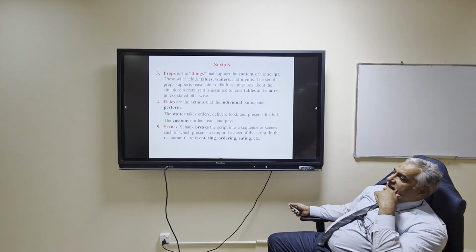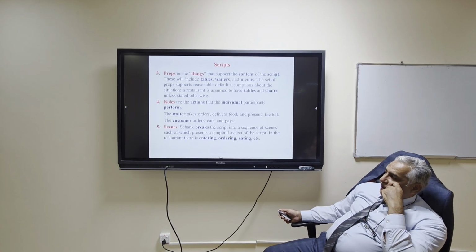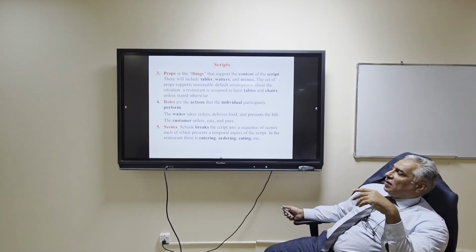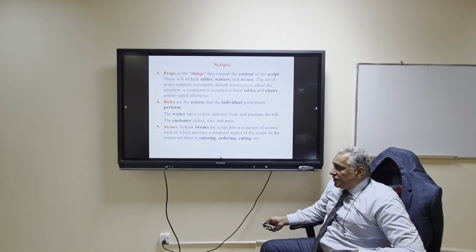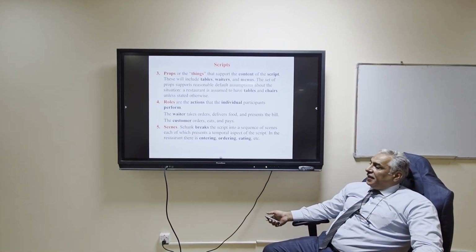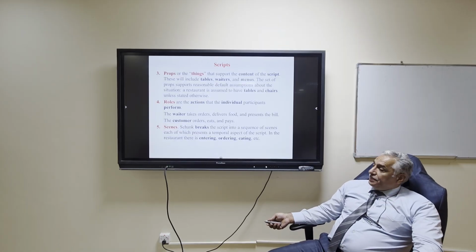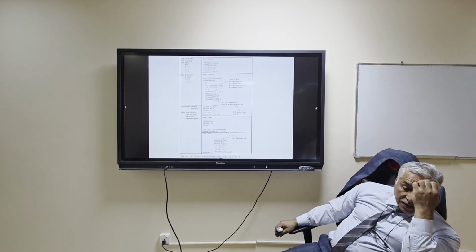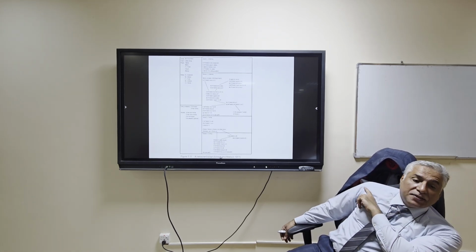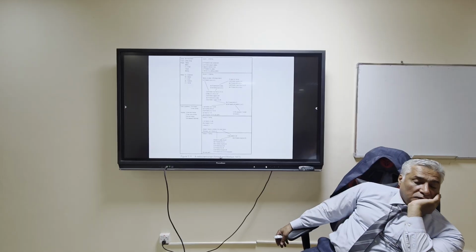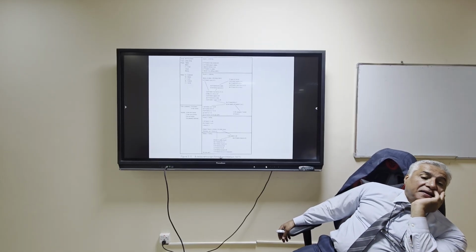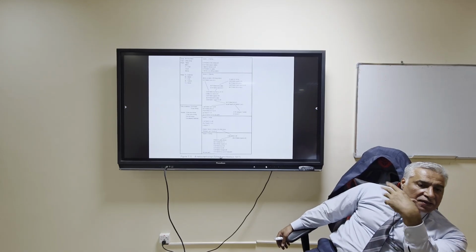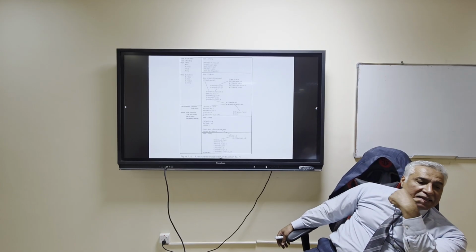And the fifth thing is scenes. Scenes break the script into a sequence of scenes, each of which presents a temporal aspect of the script. In this restaurant, there is entering, ordering, eating. These are scenes. And this figure represents the whole representation using the script. This is representing the operation, or the concept, of customers entering the restaurant, ordering a particular menu item, and eating something.